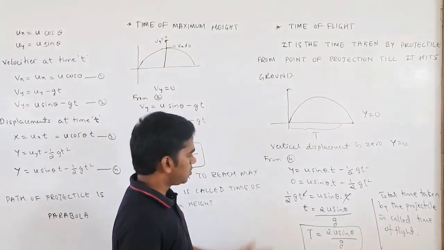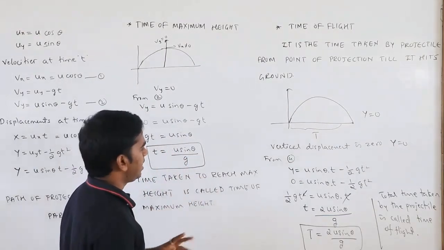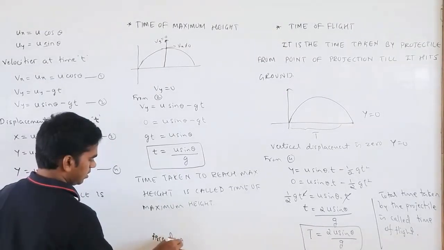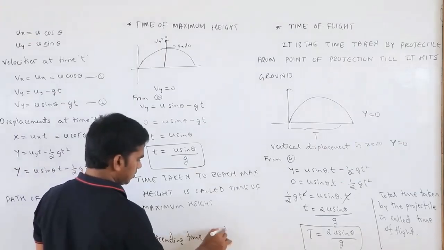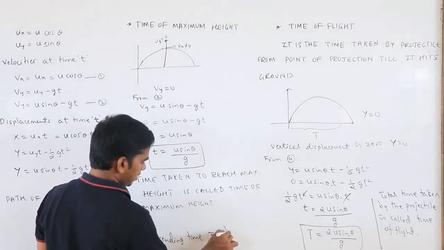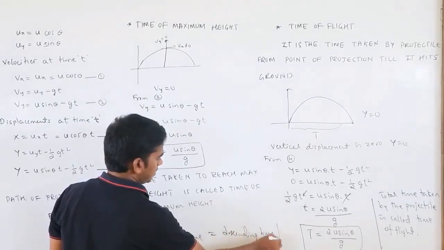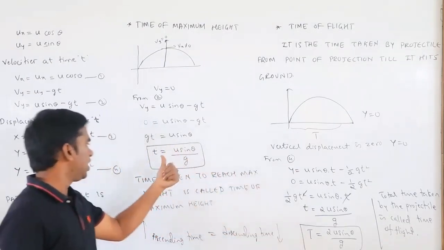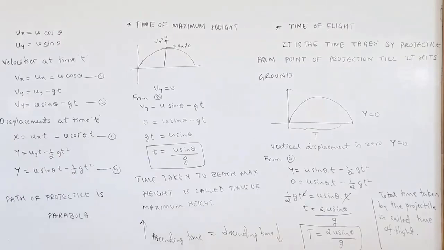So these two definitions you can use, and from these two equations what we got is that the ascending time, the time to go up, is equal to the descending time, because the total time is 2 times the time to reach the maximum height. Most important is to remember what is time of flight.